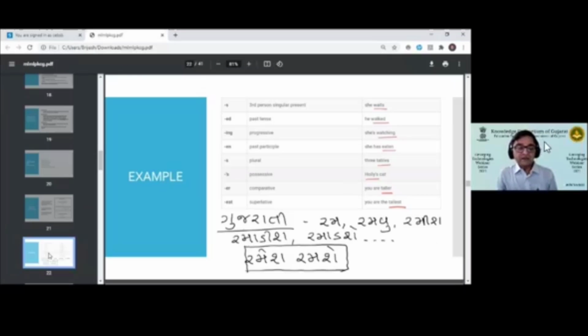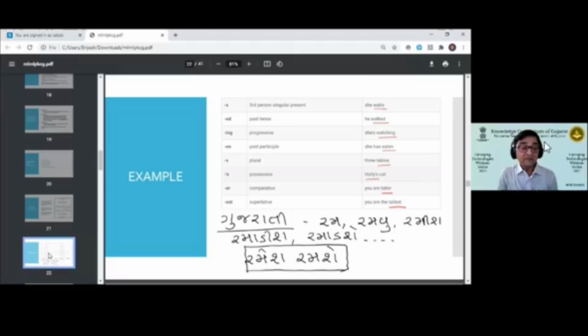So let us look at some examples of different kinds of inflection the English language has. S is a third person singular present: she waits. Ed is a past tense: he walked. Ing is progressive: she is watching. En is past participle: she has eaten. S again is a plural marker.